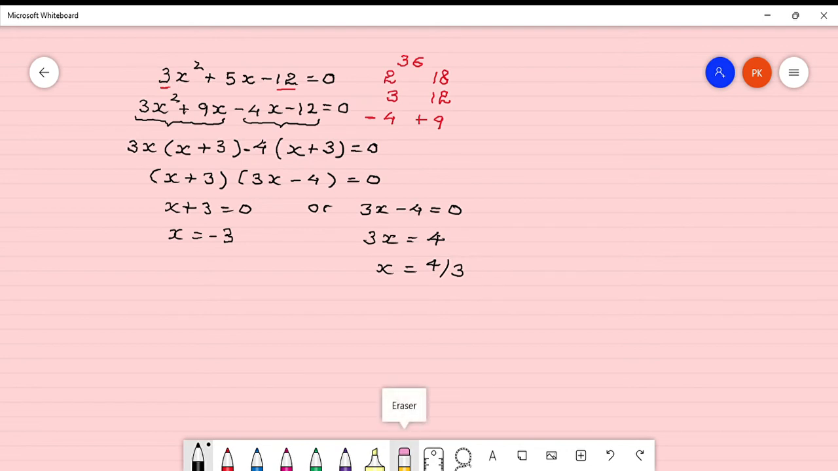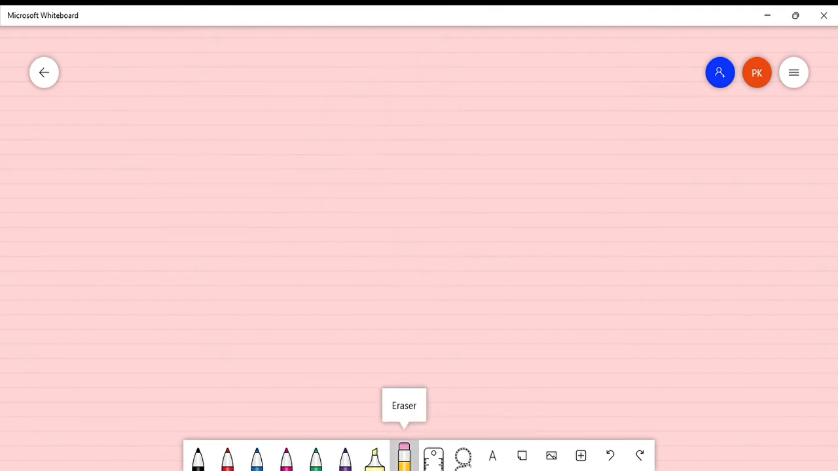Are the steps okay with you, students? So whenever x square has a coefficient, first you multiply it by the constant term and then factorize it. The method of factorization will remain the same as that of when a is equal to 1. Let us come to the third problem here.